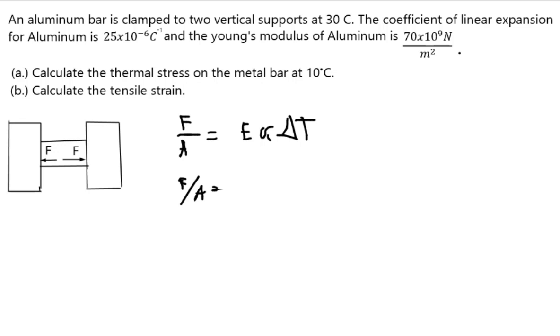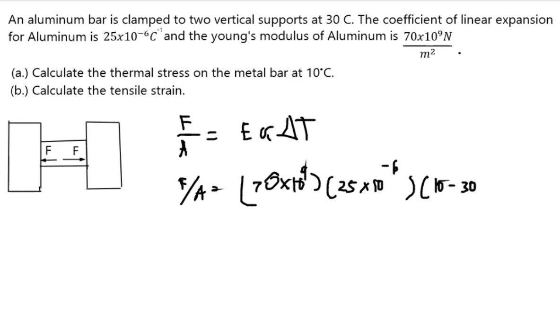So our Young's modulus is 70, so we have 70 times 10 raised to the 9th power. And then, for the linear expansion, the coefficient is 25 times 10 raised to the negative 6. For the change in temperature, it decreased. Our final value is 10, and the initial temperature is 30. So what we need to do is just use our calculator. And I got negative 3.5 times 10 raised to the 7 newtons. And that's the answer for thermal stress.